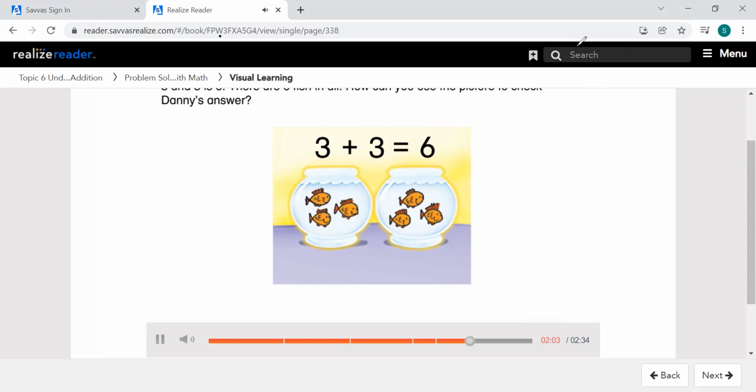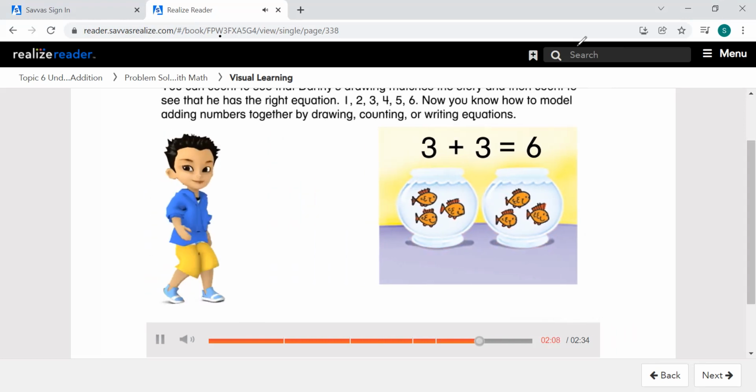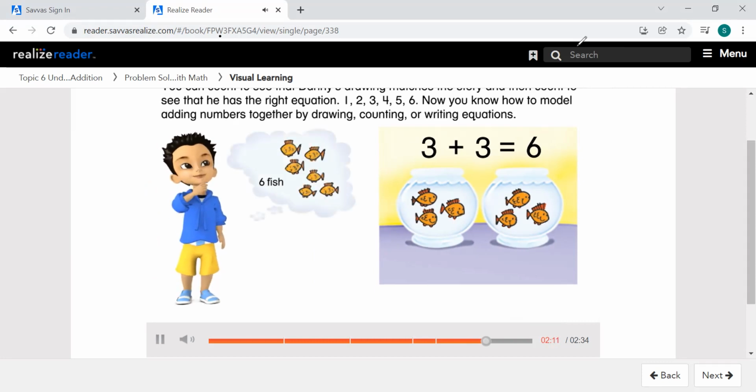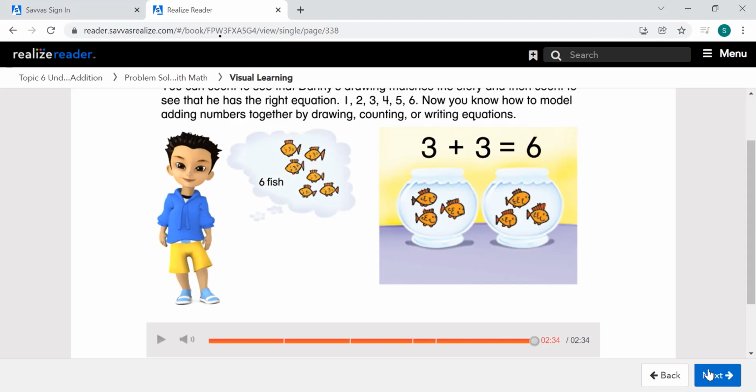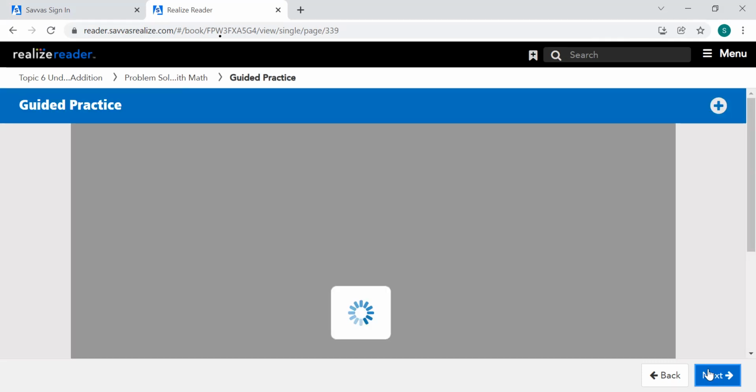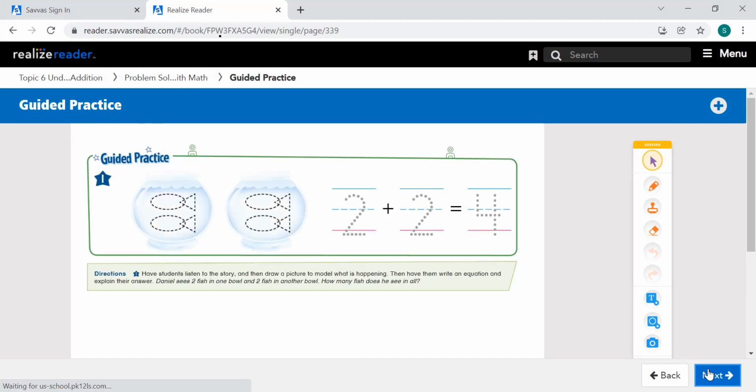How can you use the picture to check Danny's answer? You can count to see that Danny's drawing matches the story, and then count to see that he has the right equation. 1, 2, 3, 4, 5, 6. Now you know how to model adding numbers together by drawing, counting, or writing equations. All right, good job. Let's go to the bottom of that page and let's do some work together.